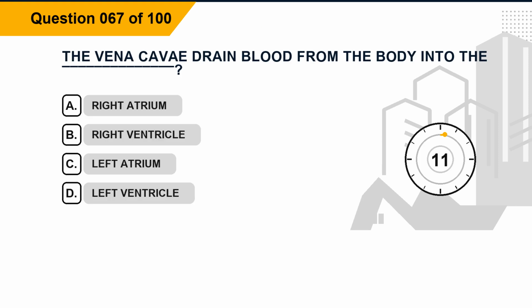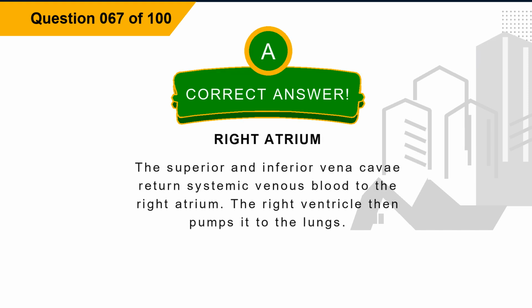Question 67. The vena cava drain blood from the body into the blank? Option A, right atrium. Option B, right ventricle. Option C, left atrium. Option D, left ventricle. The correct answer is option A, right atrium. Explanation. The superior and inferior vena cava return systemic venous blood to the right atrium. The right ventricle then pumps it to the lungs.